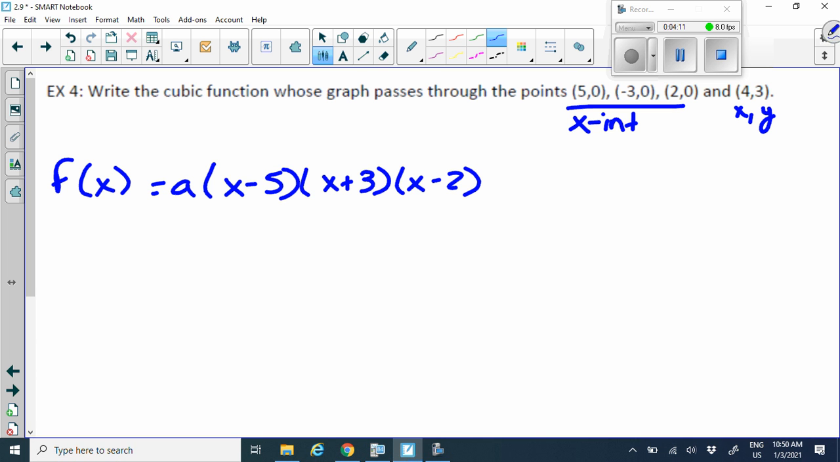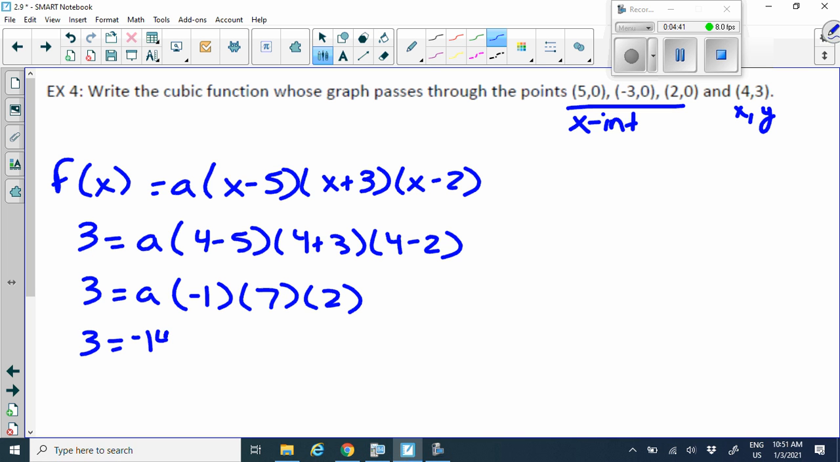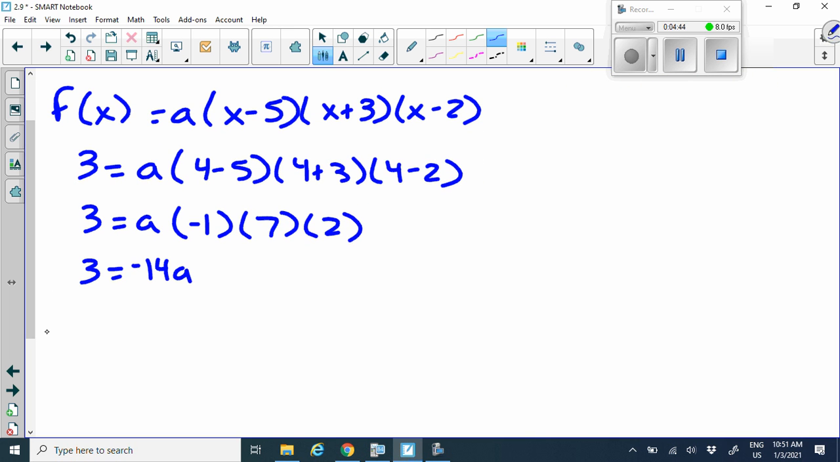Okay, so now I'm going to plug in my x, y, which is 4 and 3, into where I see x and y, into my factored form. So since 3 is y, I have 3 equals a. Any place I see x, I'm going to plug 4 into there, so I have 4 minus 5, 4 plus 3, and 4 minus 2. Okay, so I get negative 1, and then 7, and 2. Okay, now I multiply this. I have 3 equals, so 7 times 2 is 14 times negative 1, so I get negative 14a. And I divide both sides by that negative 14, so my a value is negative 3 over 14.